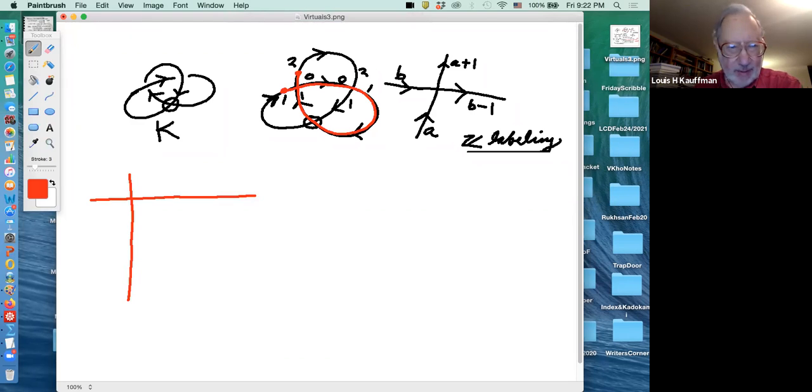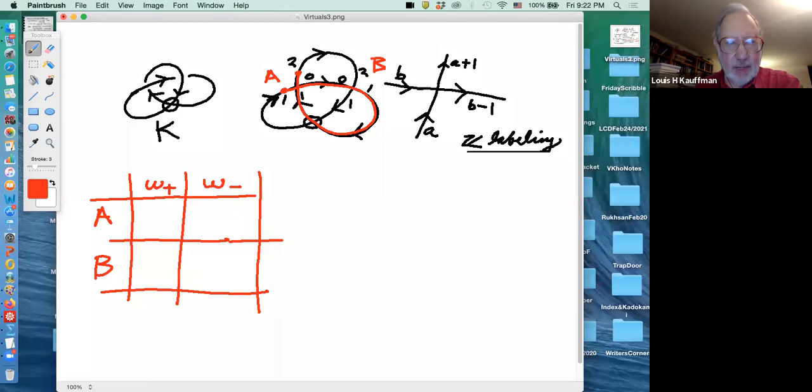So for the flat diagram, I make the table. I have the W pluses and the W minuses, and I have the crossings, which I'll call A and B here. And what is W plus at A? Well, it's 1 minus 2, which is minus 1. And what is W minus? It's 1 minus 0, which is 1. Correctly negated from the other. And what is W plus at B? 2 minus 1 is 1. And what is W minus? It's minus 1. So there we are. And now these are both positive crossings.